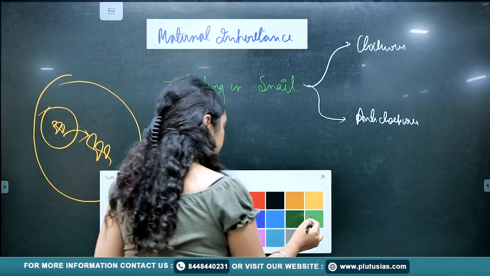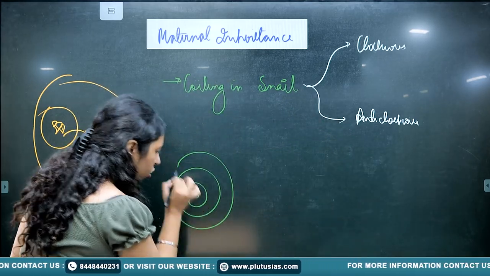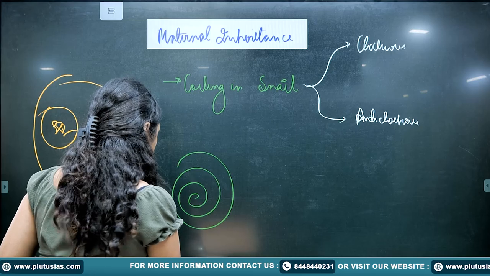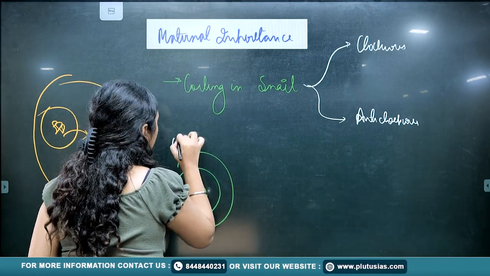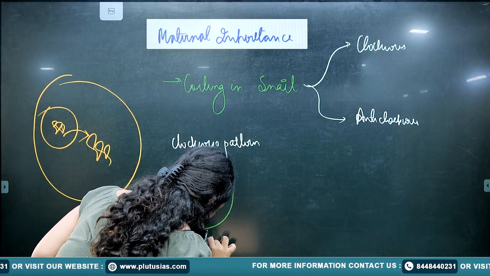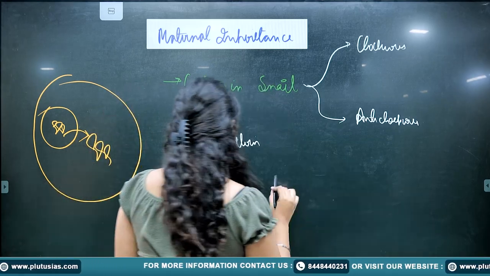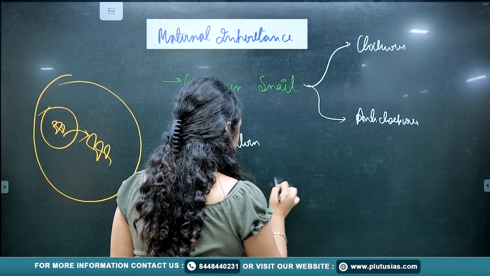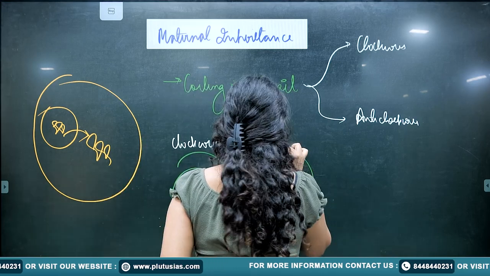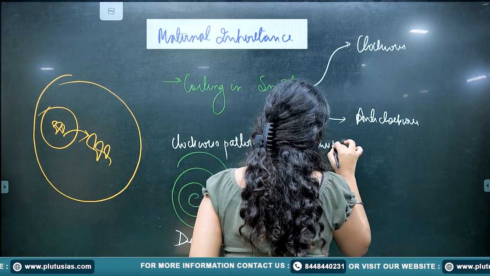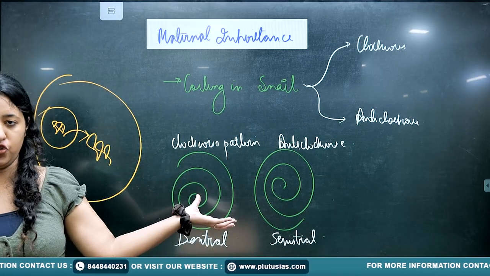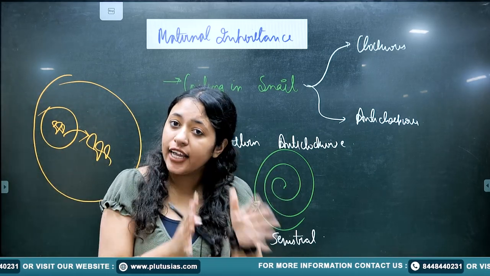Okay, what are these? See, this clockwise pattern is termed as dextral style of coiling. You can remember that this clockwise pattern is actually your dextral. And if it is anti-clockwise, then it is known as sinistral. So two types of coiling pattern can be seen, dextral and sinistral. D for dextral, D for dominant. Dextral is dominant over sinistral.